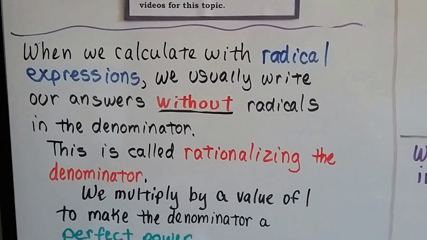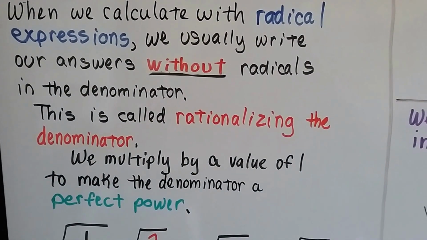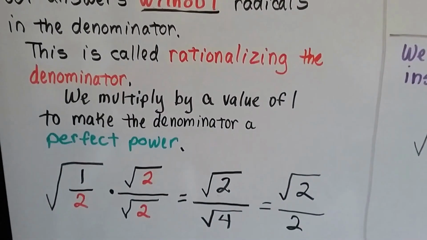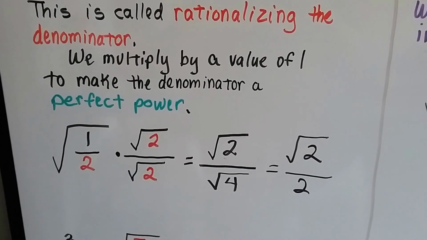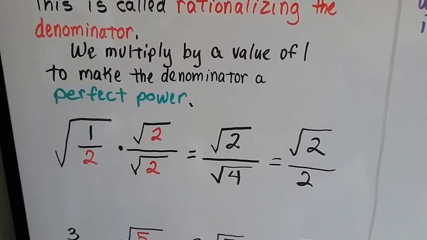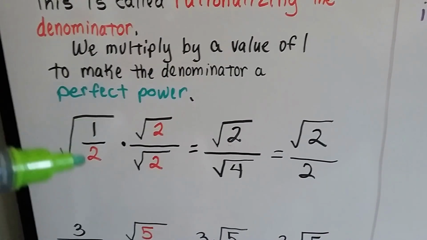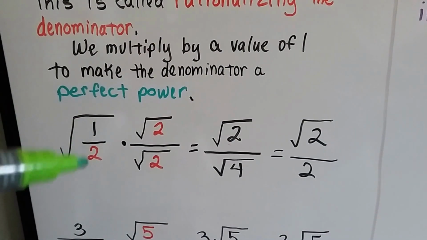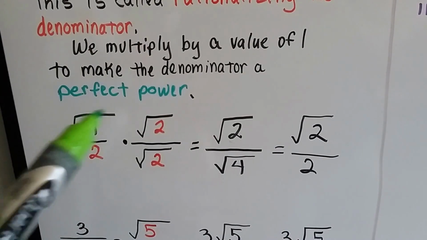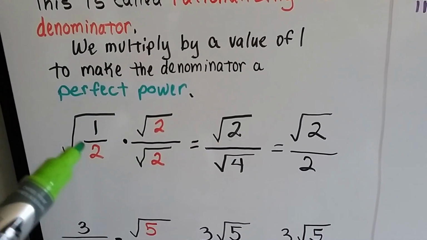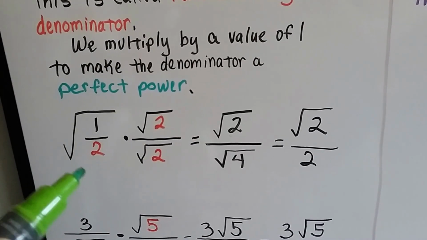When we calculate with radical expressions, we usually write our answers without the radicals in the denominator. And this is called rationalizing the denominator. We multiply by a value of 1 to make the denominator a perfect power. So if we've got the square root of the quotient of 1 and 2, the square root of a half, we could take this denominator, which is really under this radical sign, isn't it? Because it's really the square root of 1 divided by the square root of 2.